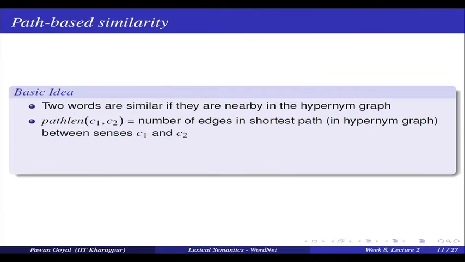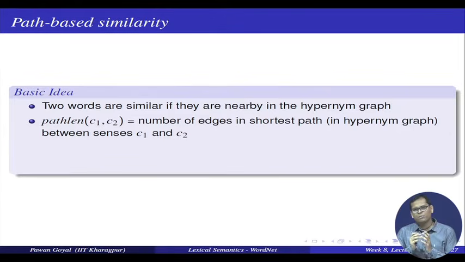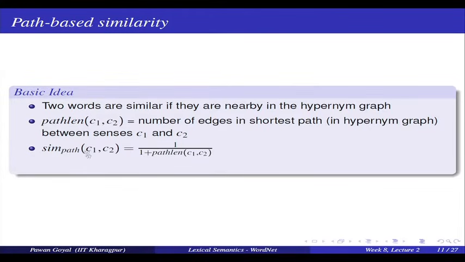Now once I have found this path length, how do I use that to compute the similarity between these two concepts? If path length is large, they are less similar. If path length is small, they are very, very similar. So my similarity should be inversely proportional to the path length. One measure can be 1 divided by 1 plus path length, and this is one simple measure that is used. The path similarity between two concepts is 1 divided by 1 plus the path length of C1 and C2. So that's how we can find out the relation between two senses.